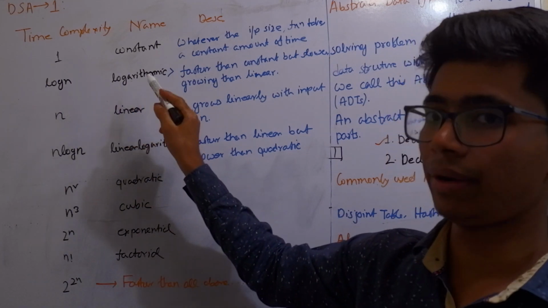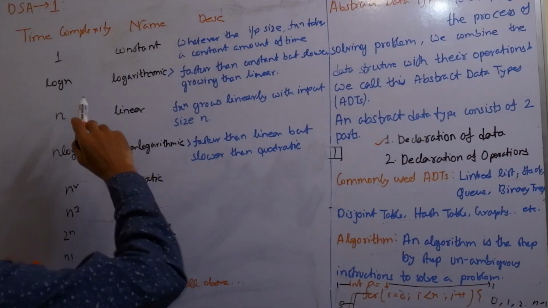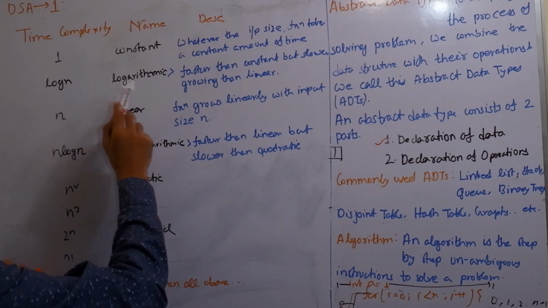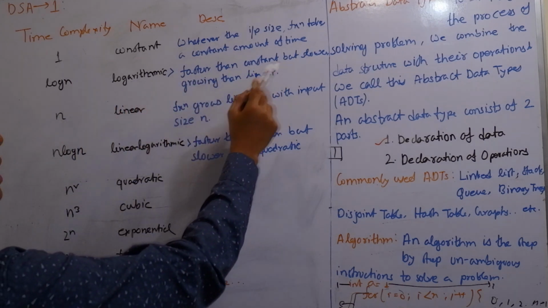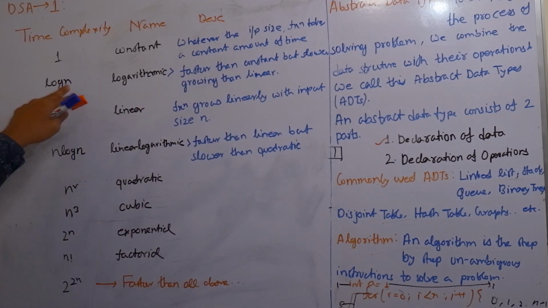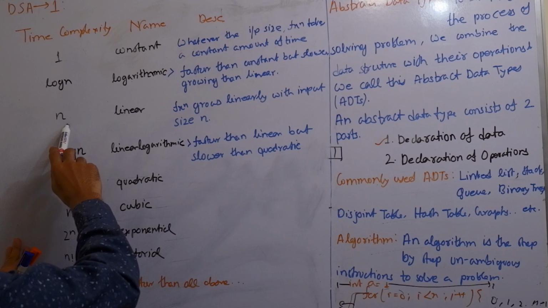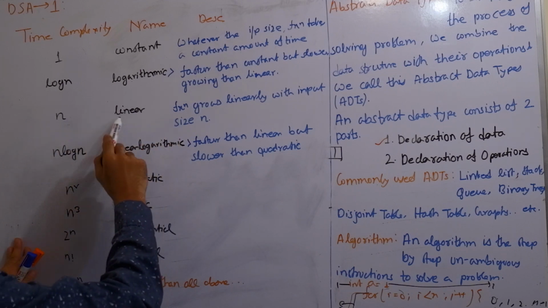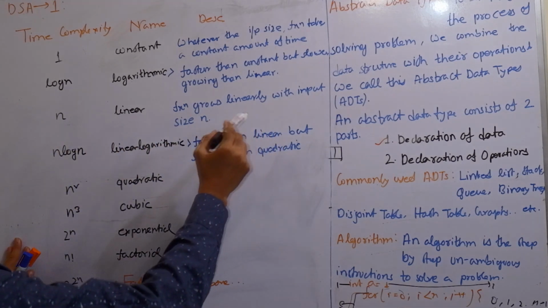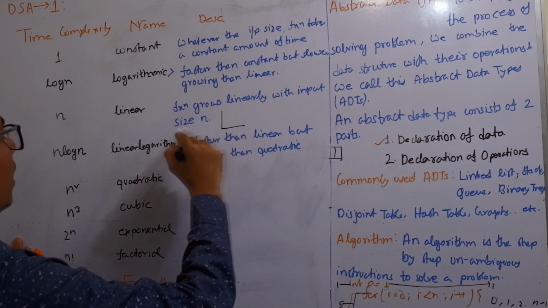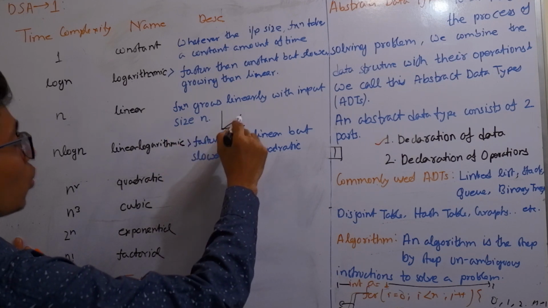Now coming to the logarithmic function. Log n is faster than linear but slower than constant growth. When we get a log n, that is a logarithmic function; it grows faster than 1 and slower than a linear function. After that comes n, which is a linear function and grows linearly with input size n. As the input size grows, the function also keeps growing.